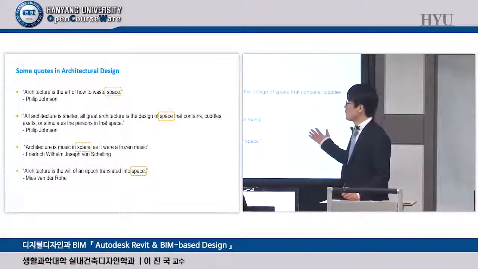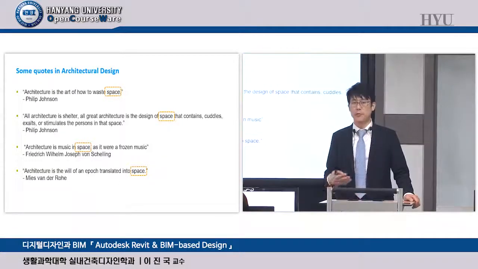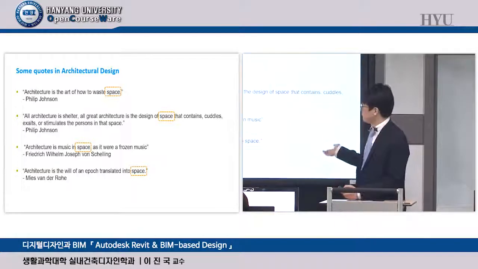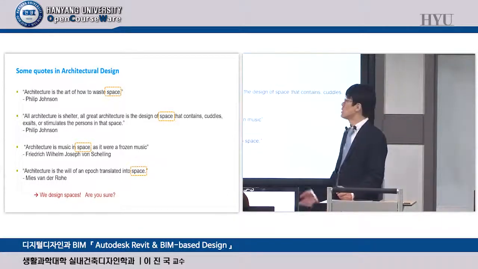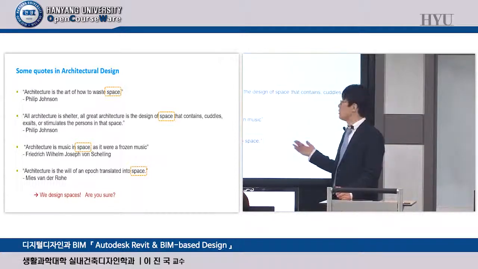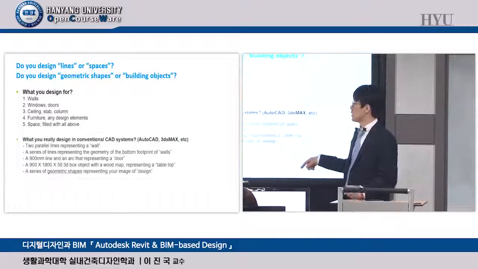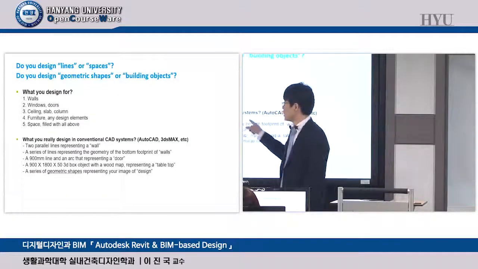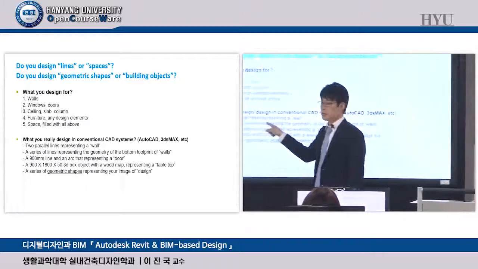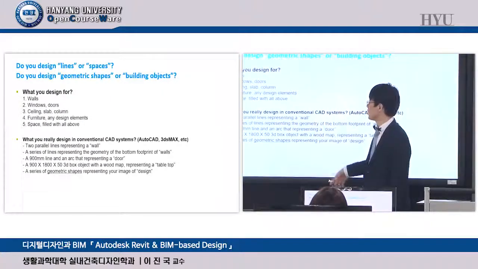They all say something about space, empty space, void space, untouchable. But actually we design space, but we do not design space, okay? For designing space, we need to make boundaries. In other words, in conventional CAD systems, two parallel lines are a wall object, actually not a wall object, a wall drawing.